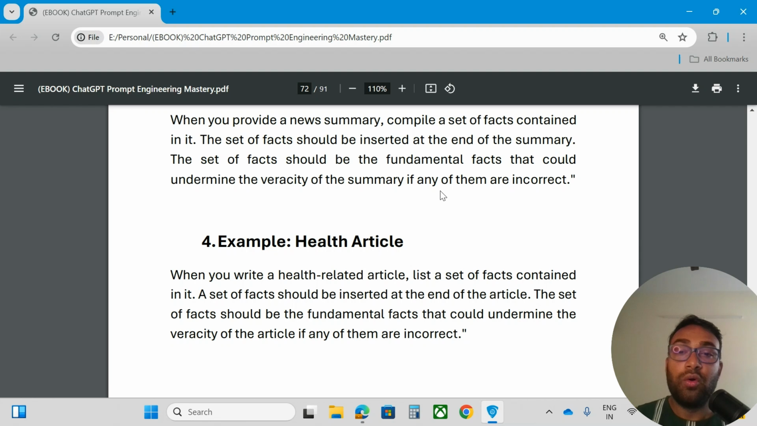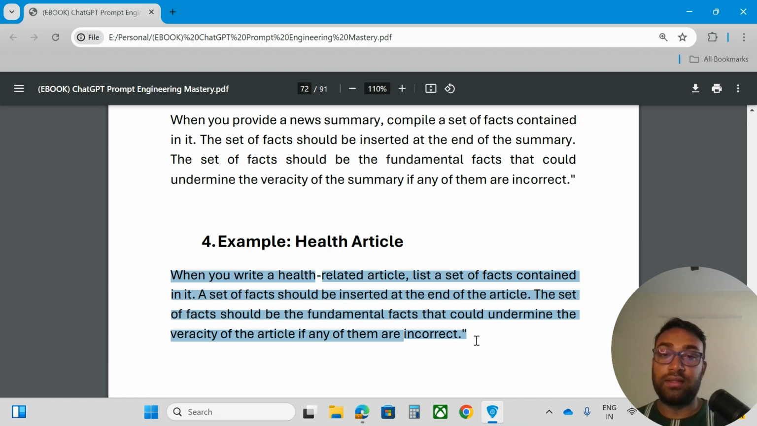So what you can write, when you write a health related article, list a set of facts contained in it. A set of facts should be inserted at the end of the article. The set of facts should be the fundamental facts that could undermine the veracity of the article if any of them are incorrect. So we will practice in this one also.